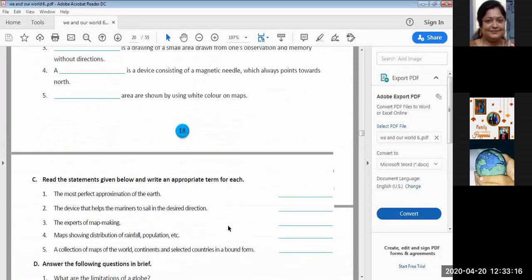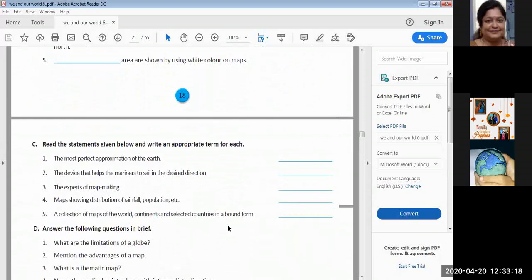Coming to section C. Ready? Very good. Parth has also joined now. Nikhil, very good. Read the statements given below and write an appropriate term for each. The most perfect approximation of the earth. Globe. Very good. Globe is the first answer. Excellent.